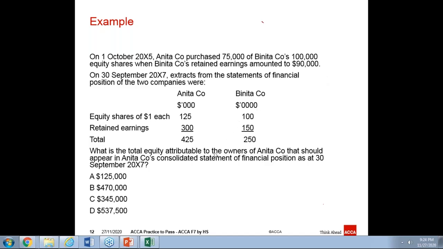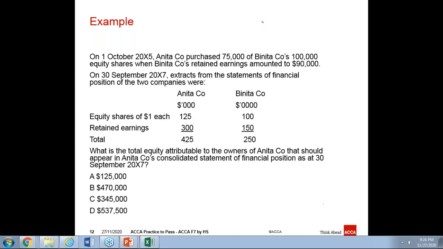The question is saying that you are required to calculate the total equity of the parent company, which should be shown in the consolidated financial statements. So we never report the equity shares of the subsidiary company. We always report the equity shares of the parent company only. So the equity shares of the parent company is 125, and by adding this figure with the retained earnings of the group, we get the value of total equity. So when the examiner asks you to calculate the total equity, you have to add the equity shares of the parent and the group's retained earnings.